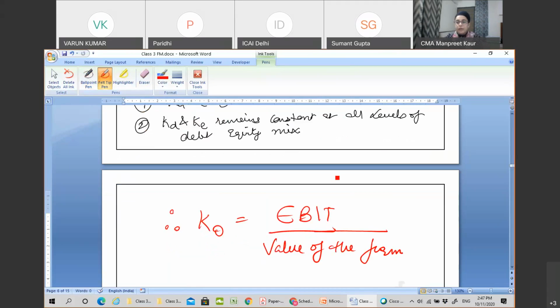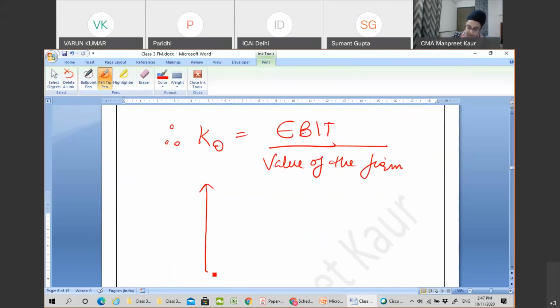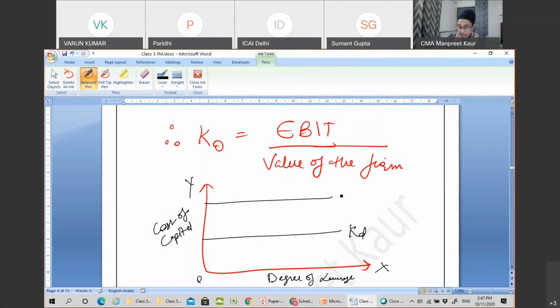This is the formula according to the net income approach, or graphically if we can say, this is the y-axis, this is the x-axis, this is the degree of leverage, this is the cost of capital. KD is constant, KE is constant, and this is the overall cost of capital. This is the net income approach.